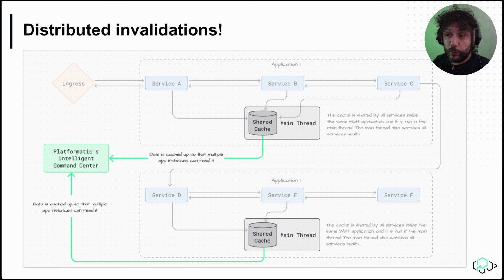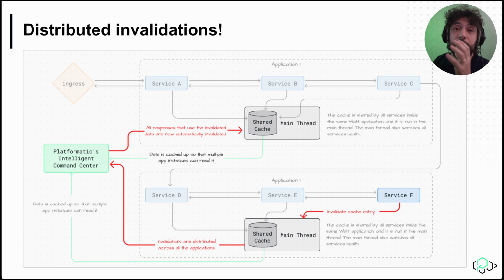But how do you do invalidations? Well, because we have the Intelligent Command Center, we can actually invalidate a cache entry, and then the invalidations are distributed everywhere as well. Okay, fixed, done. Did we solve caching?